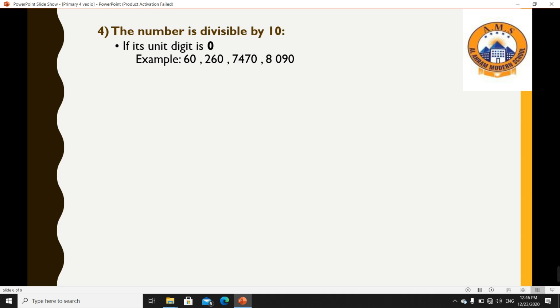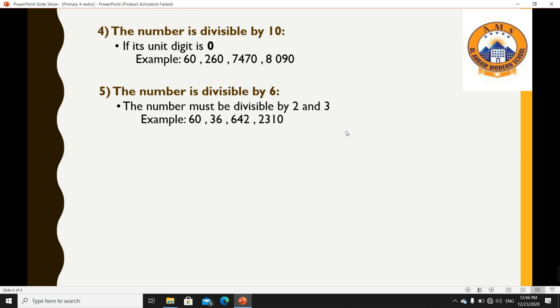Numbers divisible by 10. Do you remember table of 10? Yes. 0, 10, 20, 30, 40, 50. You will recognize that always the unit digit is 0. So any number whose unit digit is 0 is divisible by 10. Yes. The last one and the tricky one.